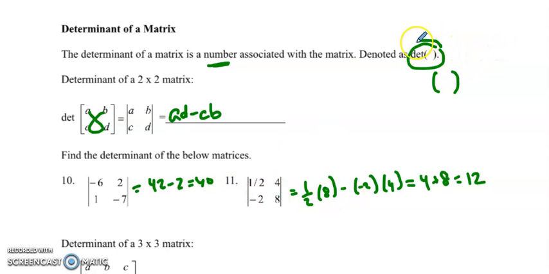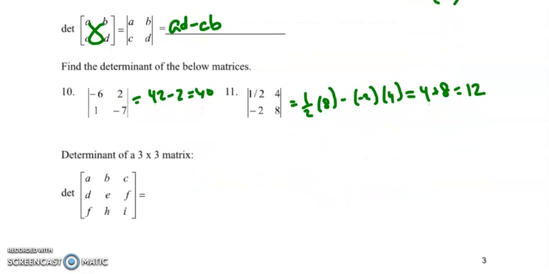Notice also, I wrote here determinant with the parentheses. What looks like absolute value signs here also denotes determinant. So this is telling me to take the determinant of the matrices in numbers 10 and 11. So getting the determinant of a 3x3 matrix is a little bit trickier.